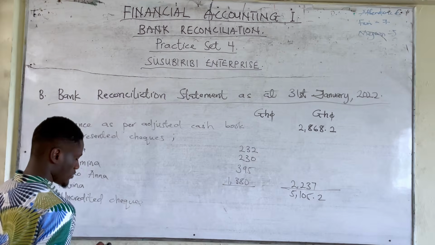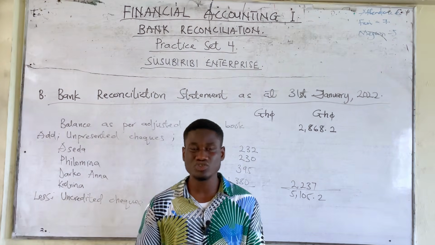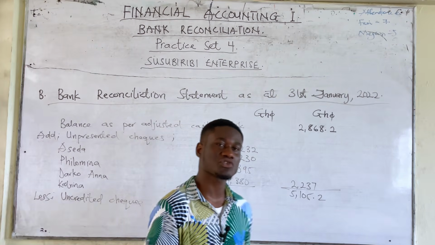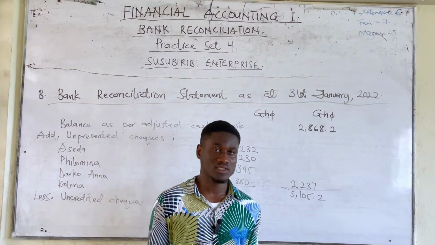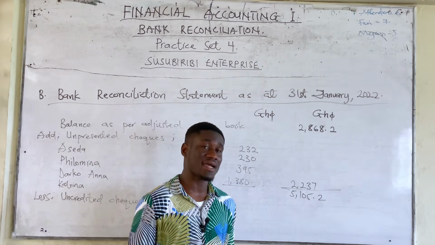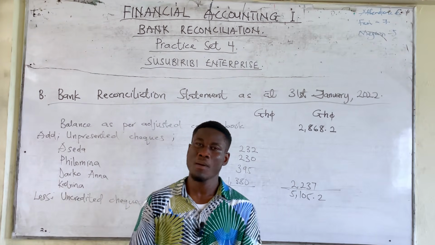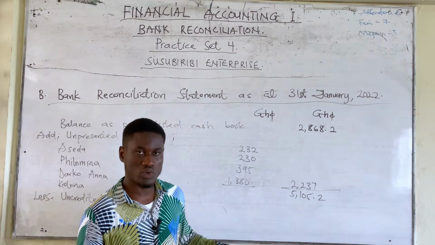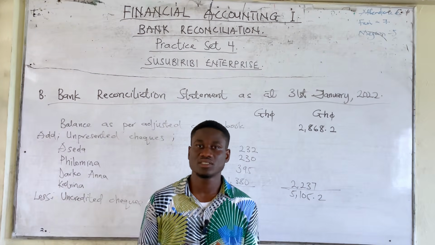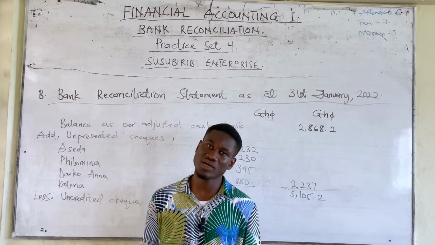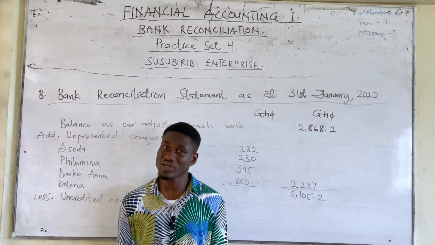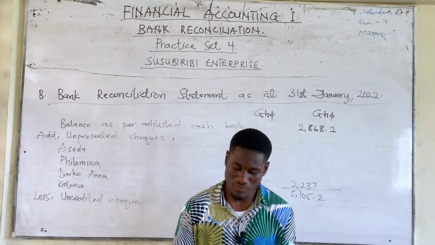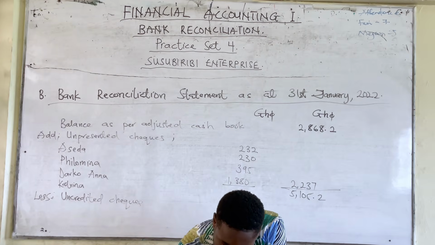Good. So with this one, we are going to check for items that were debited in the cash book but were not credited in the bank statement. You get it? With the unpresented, we looked for items that were credited in the cash book but not debited in the bank statement. So for the uncredited checks, we are going to look at items debited in the cash book but not credited in the bank statement. Okay, we know that uncredited checks are checks that were not credited by the bank.